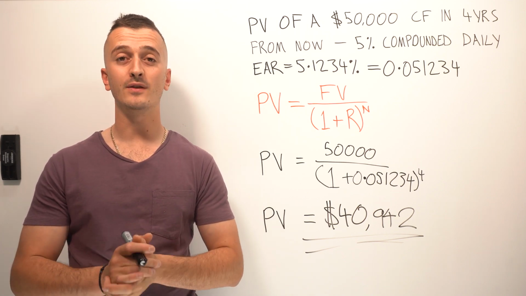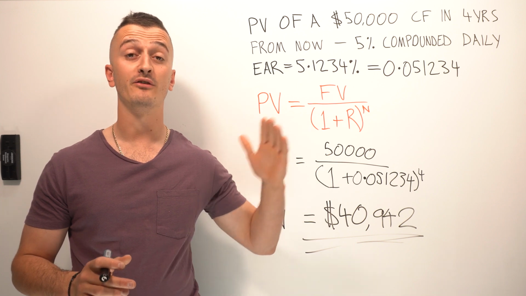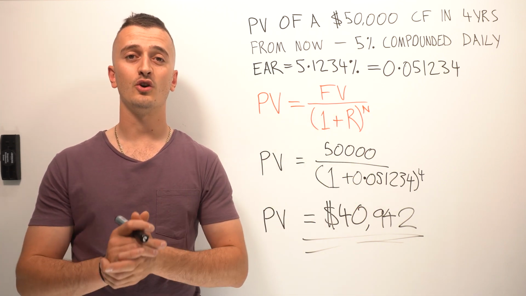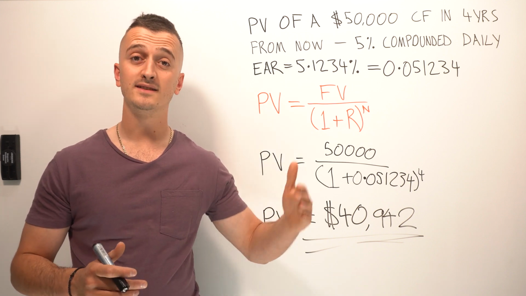And now, guys, I'll see you in the next video where we start looking at the future value of an ordinary annuity, which is also known as the future value of a series of cash flows.